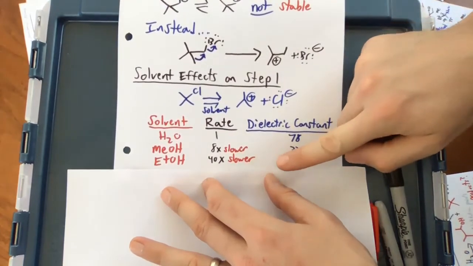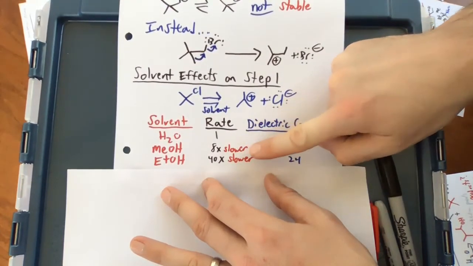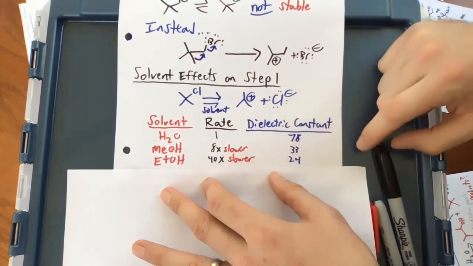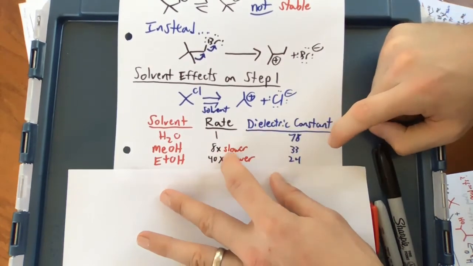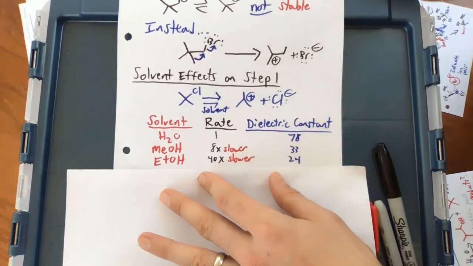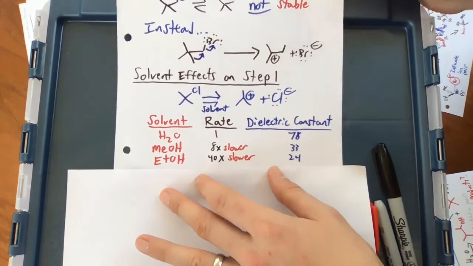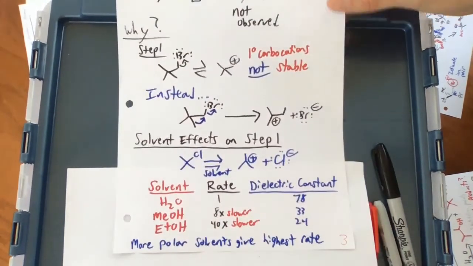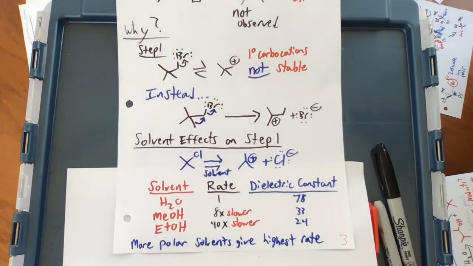the reaction rate slows down. From water to methanol, it decreases by a factor of 8 times slower. And in ethanol, it's 40 times slower. That's huge. So the take-home message here is that more polar solvents make for a much higher reaction rate.